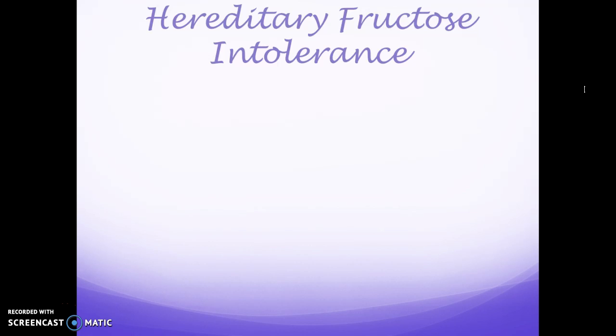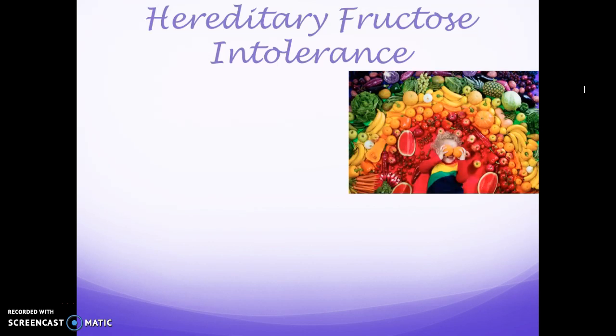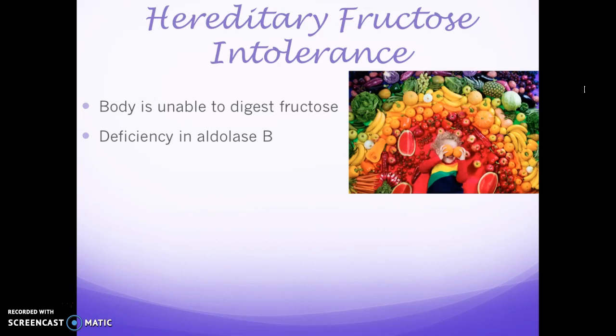This is a condition where the body is unable to digest the sugar fructose. Fructose is found in sucrose. Fructose is a major dietary component that comes from fruit. And this is a deficiency in aldolase B, which is a major enzyme for rate-limiting steps for fructose 1-phosphate metabolism.